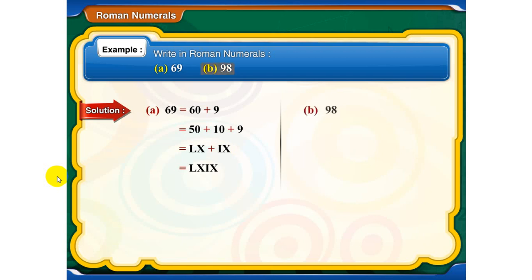B. 98 is equal to 90 plus 8, which is equal to 100 minus 10 plus 8. That is equal to XC plus VIII, which is equal to XCVIII.